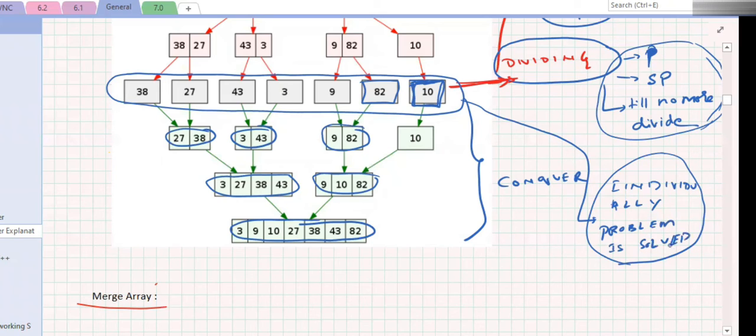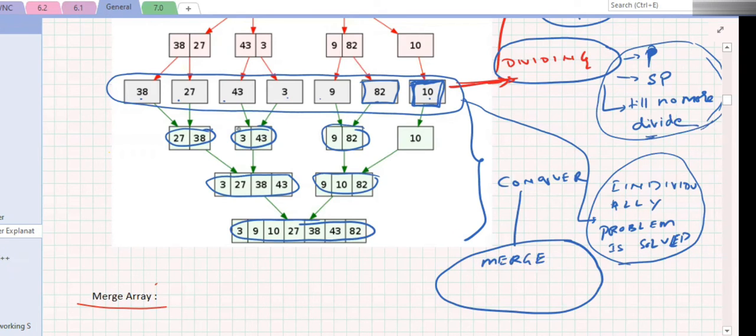Correct? I'm generalizing the same definition. So at this point, when you can no more divide, each of these problems is solved on its own, right? Then comes the conquer. So conquer, what do you do? Numbers, ma'am. What you can do is you can say merge.